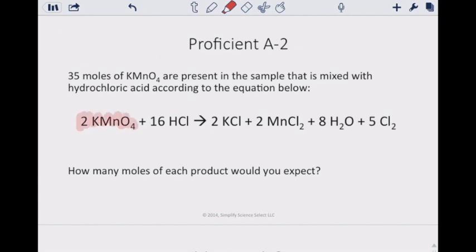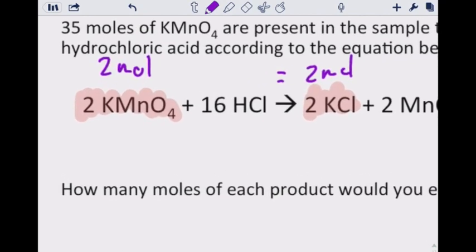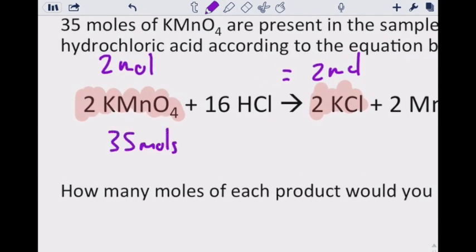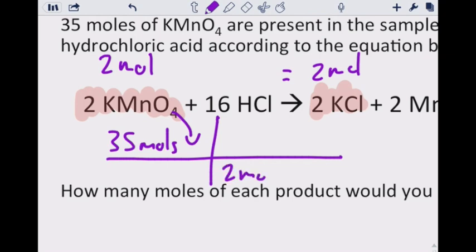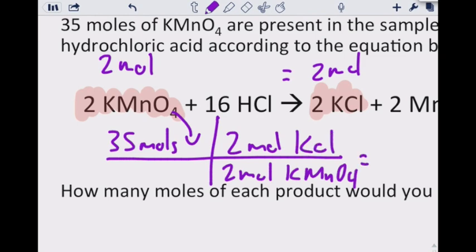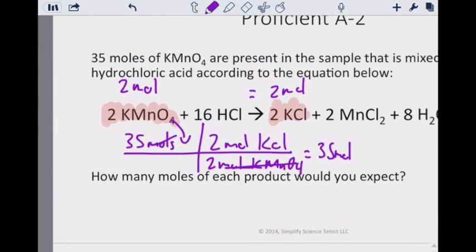So if I look at potassium permanganate compared to potassium chloride, it's a 2 to 2 ratio. What that really means is 2 moles of that equals 2 moles of potassium chloride. So we set this up. We have 35 moles of our potassium permanganate, and for every 2 moles of potassium permanganate will produce 2 moles of potassium chloride. We multiply the top by 2, divide by 2, and guess what we get? These units will cancel. We're left with 35 moles of our potassium chloride.